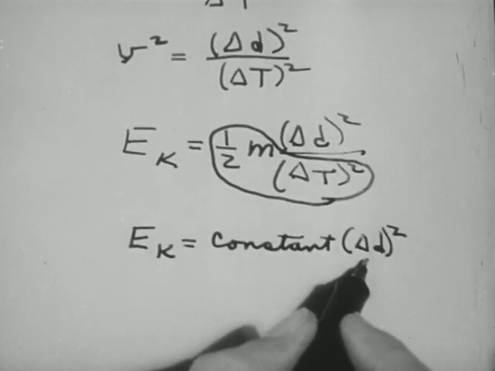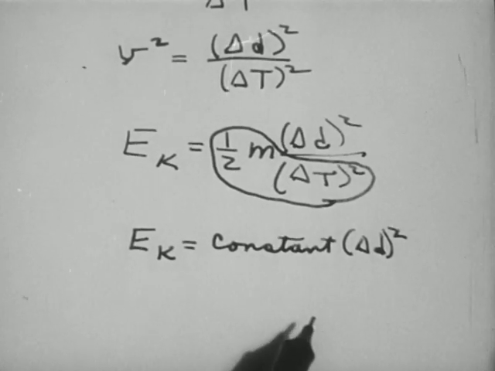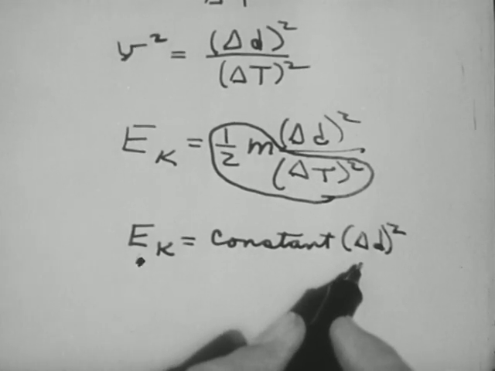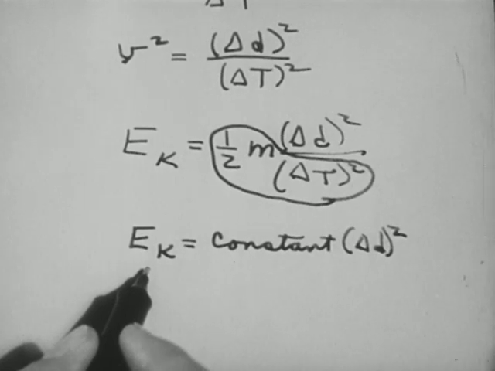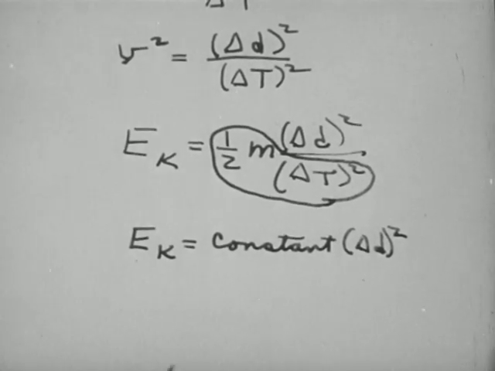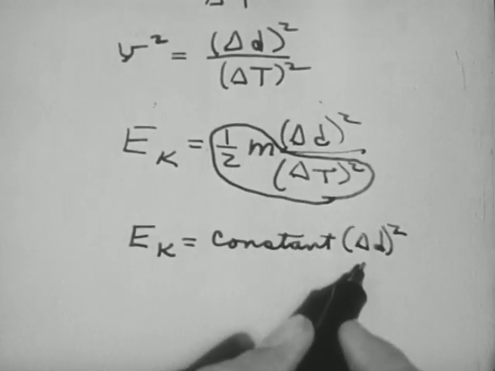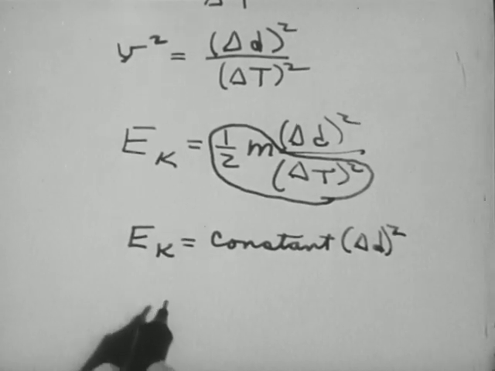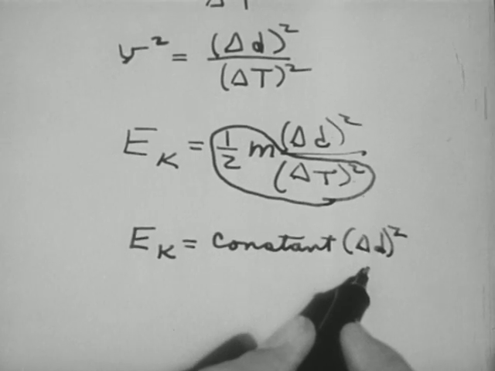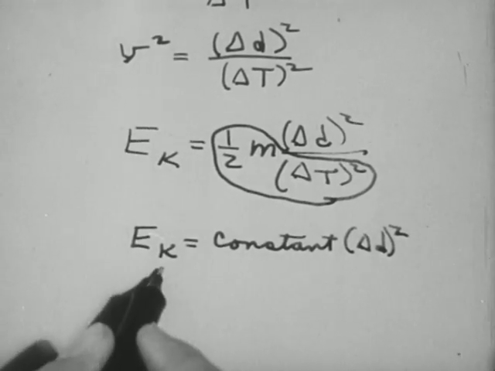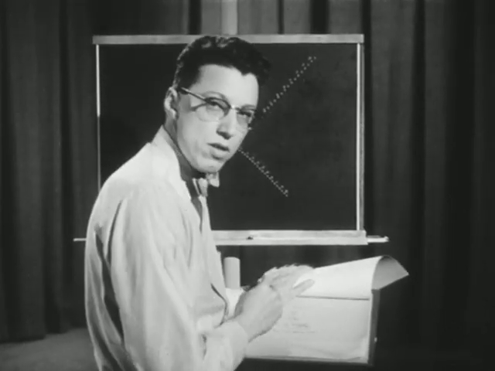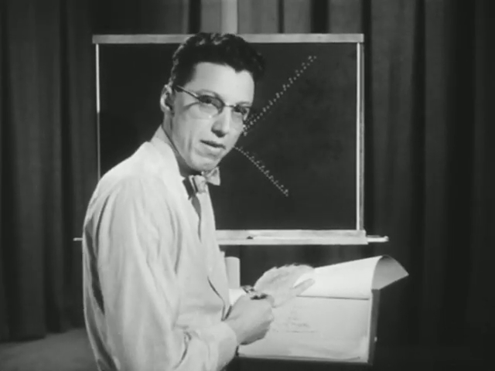Delta D is just what we have obtained from the photograph. If I square these numbers, I can use them as a measure of the kinetic energy. Delta D squared is proportional to the kinetic energy, and a variation of delta D squared will be the same relative variation as the kinetic energy. I'll use this relative measurement of energy in all my calculations.